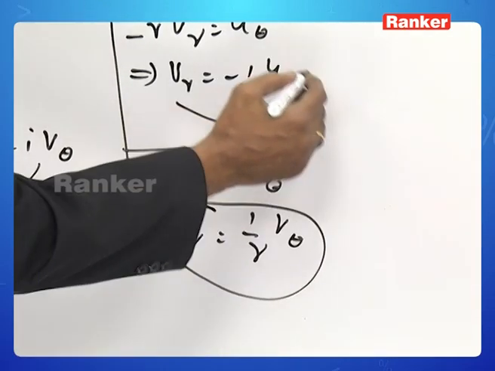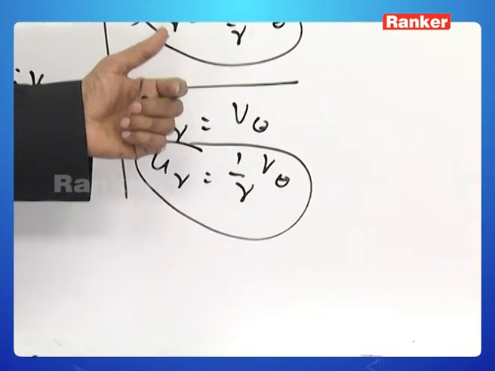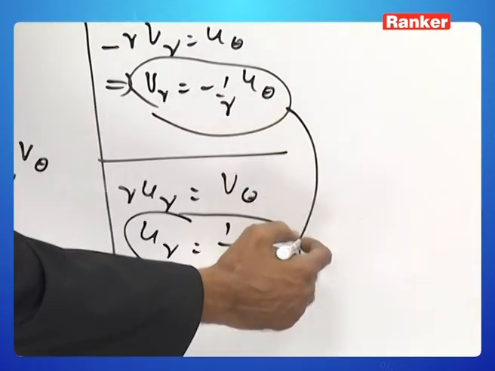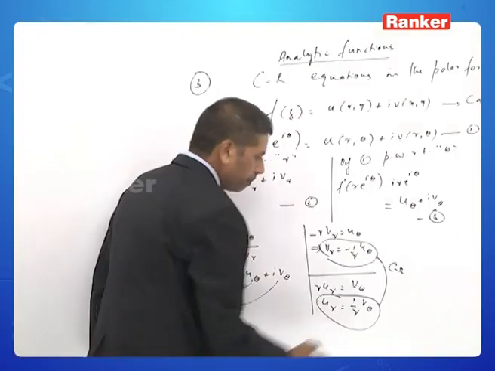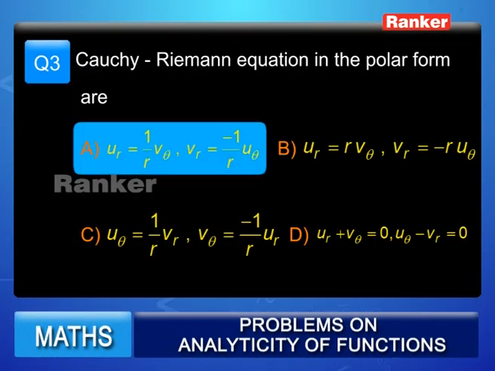So these two equations, Ur is equal to 1 by r V theta and Vr is equal to minus 1 by r U theta, are together called the CR equations in polar form, and this you can find in option A.